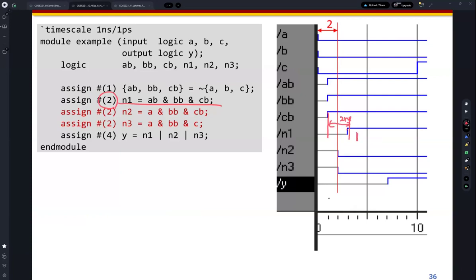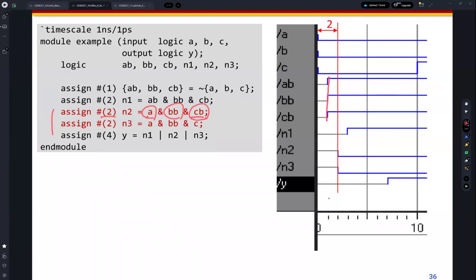Okay, so you can find the x for the first 3 nanoseconds for this n1. At this point it's changed, so it is reflected after 2 nanoseconds. Then how about the A, B, B, and C, B? This assignment also mentions A, B, B, and C, B, but after 2 nanoseconds.